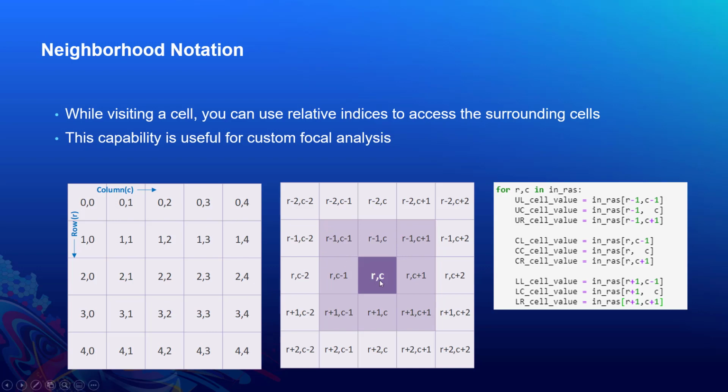So for a cell at R,C, you can actually refer to the cell to its left by using C-1. You can use C+1 to get the cell value on its right. You can use R-1 to get the cell value from the top, and R+1 to get the cell value from the bottom. As you can see, this is how I got all 9 cell values.